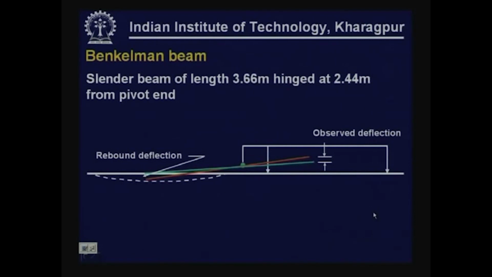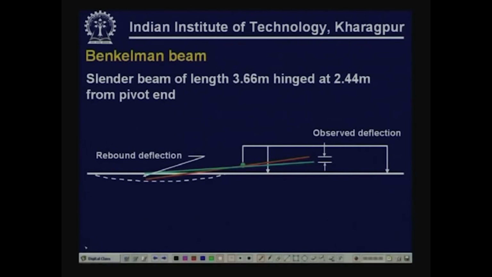The principle is illustrated here. It is a very slender, very narrow beam, and total length, as I mentioned, is 3.66 meters. It is hinged at a distance of 2.44 from the pivot end. So, initially a load is applied here, and in its deflected condition the probe point of the beam rests on the pavement surface. This is the corresponding position of the end of the beam, which is rotating about this hinge.